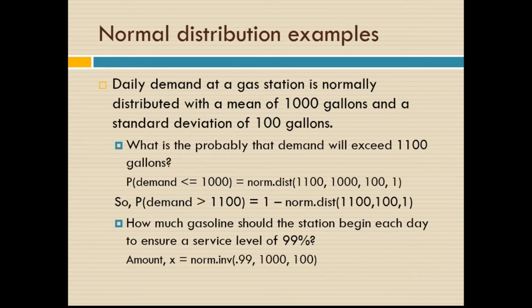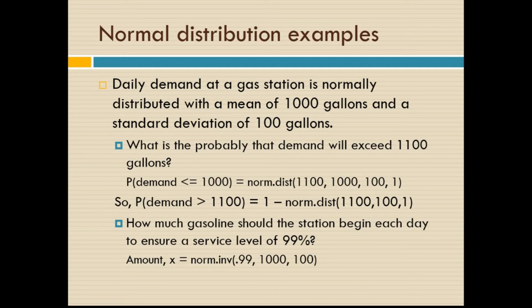Here's a problem where we have daily demand at a gas station. We have demand for gas, and the average is 1,000 gallons and the standard deviation is 100. So daily demand is 1,000 gallons on average with a standard deviation of 100, and it's normally distributed. So what is the probability that demand is going to exceed 1,100? What is the chance that we're going to need more than 1,100?